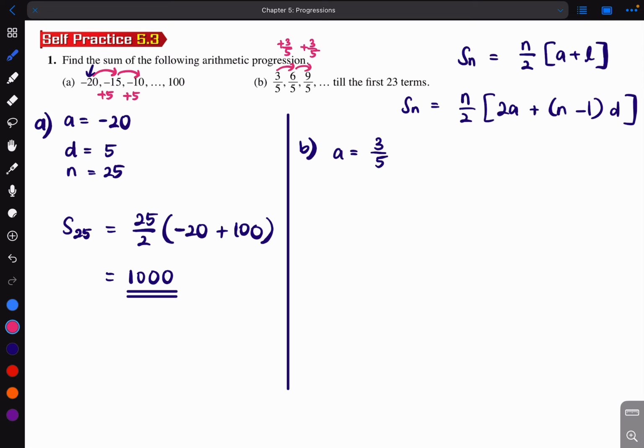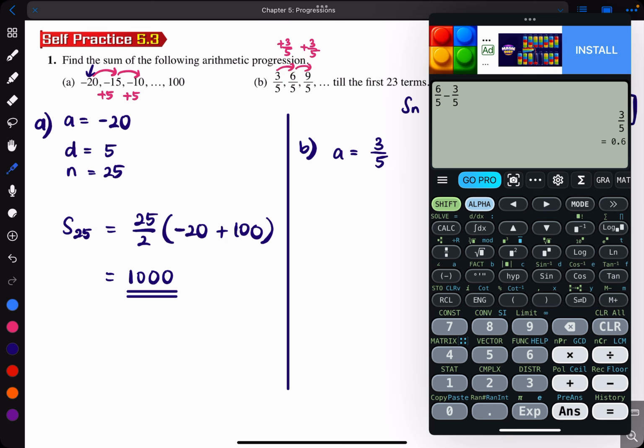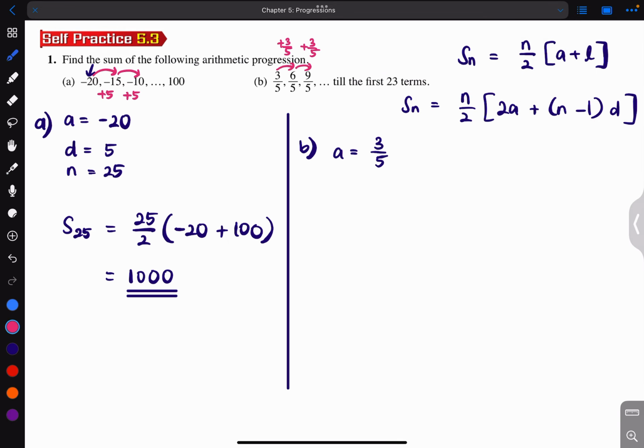Okay, if you're unsure, what you can do is, you can just use the formula. We can do T2 minus T1. So 6 over 5 minus 3 over 5 gets us 3 over 5. Or you can also do T3 minus T2, so you get the same thing. Okay, so our D is also 3 over 5. And then we want to find the first 23 terms. So n is 23.